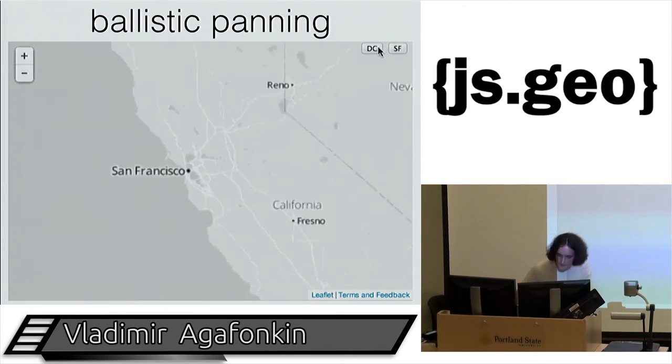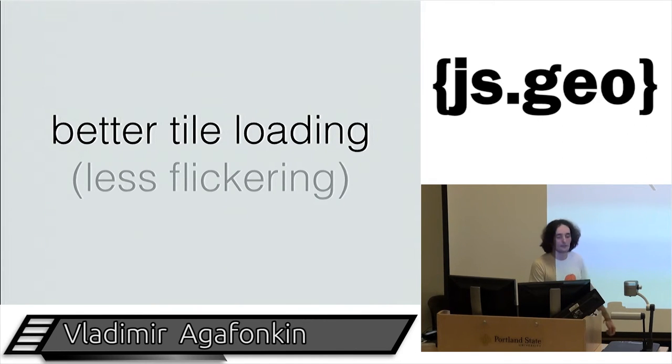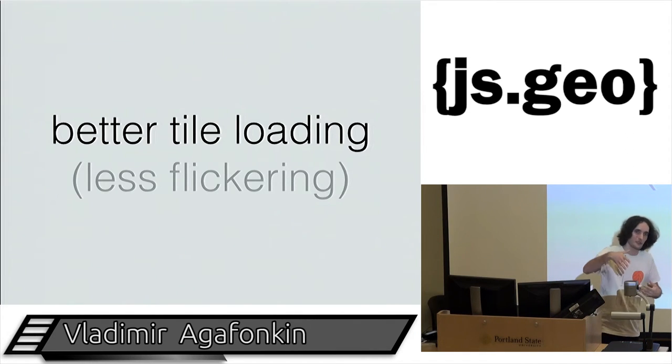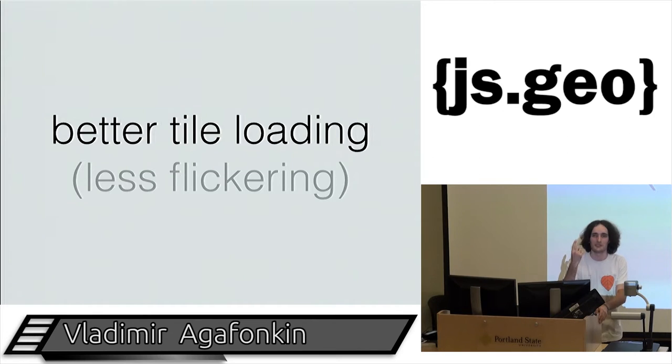Okay, so next up is versatile loading. Up to this moment, Leaflet has had a really simple way to buffer tiles from other zoom levels. It could save tiles from the zoom level from which you zoomed into another level for only one level. Well, it sounds complicated, but it just got better. Too long to explain. There's less flickering of tiles now.